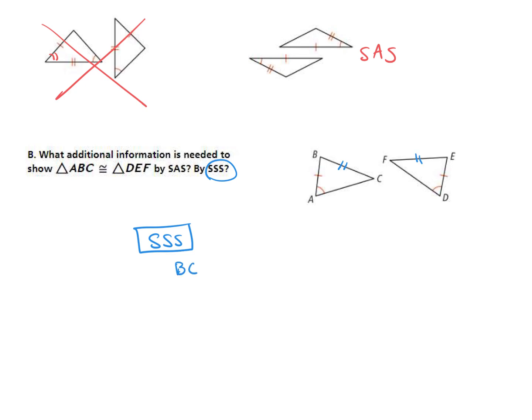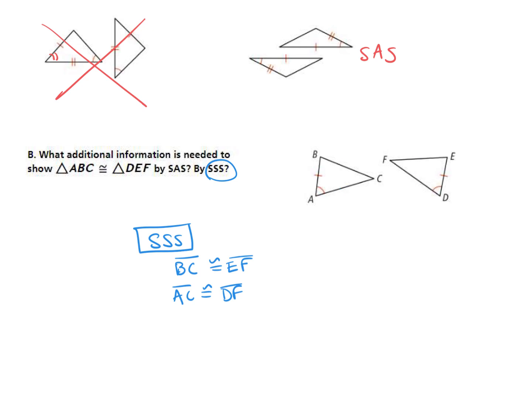So what additional information is needed? We need BC to be congruent to EF. And we also want this third side, AC, to be congruent to this third side, DF. So if we had that additional information, these additional congruencies, we could say the triangles are congruent by side, side, side. All right, let's switch gears. I'm going to go ahead and erase those congruency marks I put in.